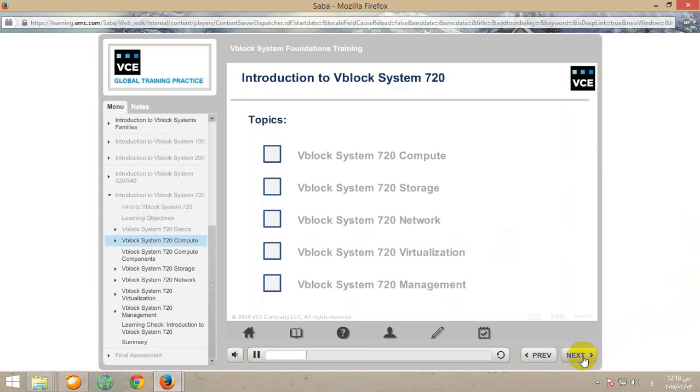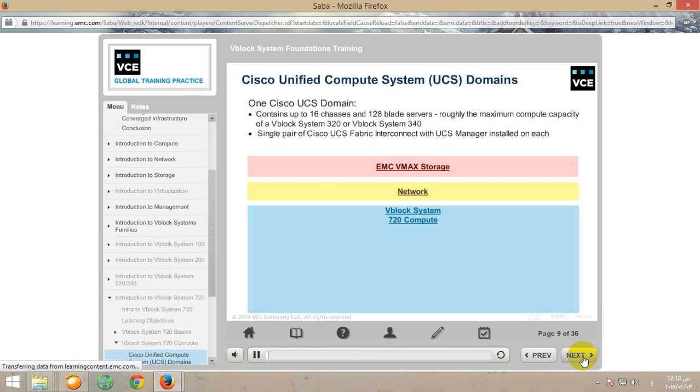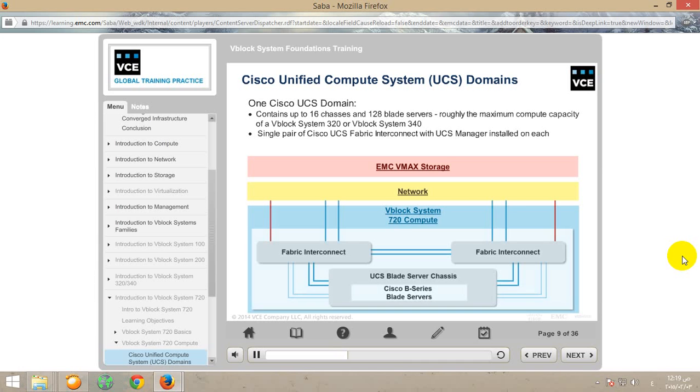You've learned about the basics of the VBlock System 720, so now let's discuss details about its components. We'll start with the compute technology. We mentioned a moment ago that VBlock System 720 models can contain multiple UCS domains. We haven't talked about domains when discussing other VBlock system models. But think back to the VBlock System 320 and VBlock System 340. Here's what the compute looks like in those systems.